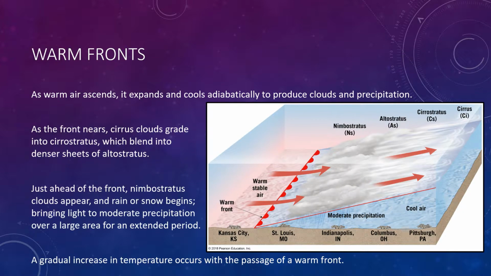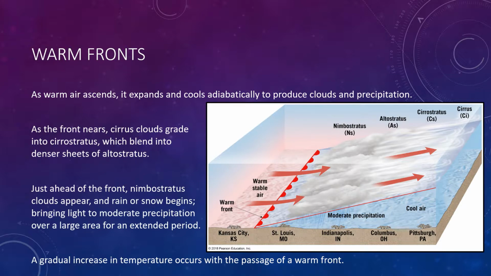So what would you experience in terms of weather in such a scenario? Well, as warm air ascends the retreating wedge of cold air, it expands and cools adiabatically, as we learned previously, so it will produce clouds and frequently precipitation. The sequence of clouds shown in this figure typically precedes a warm front.